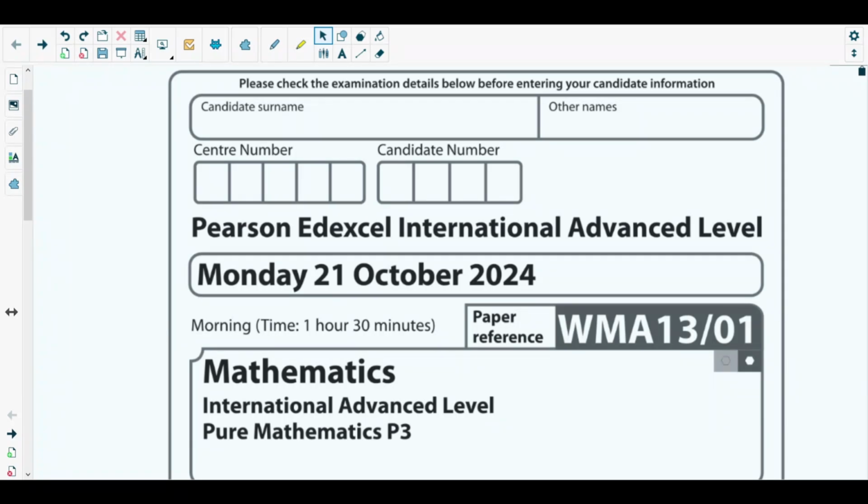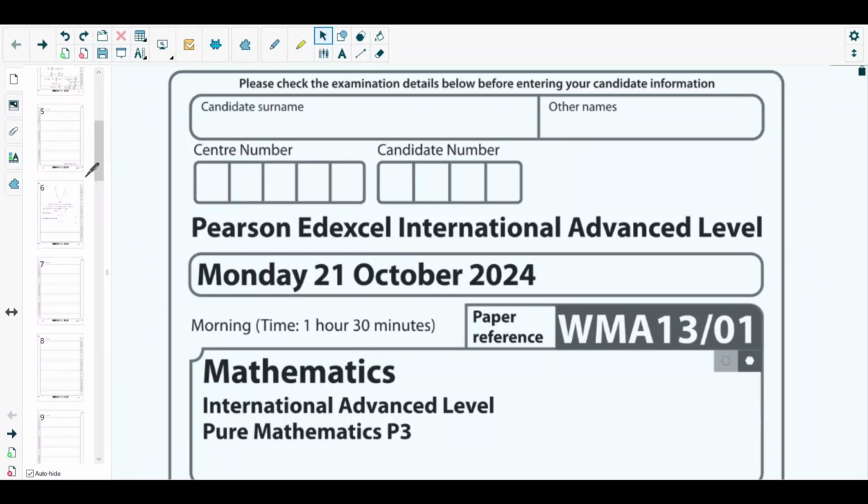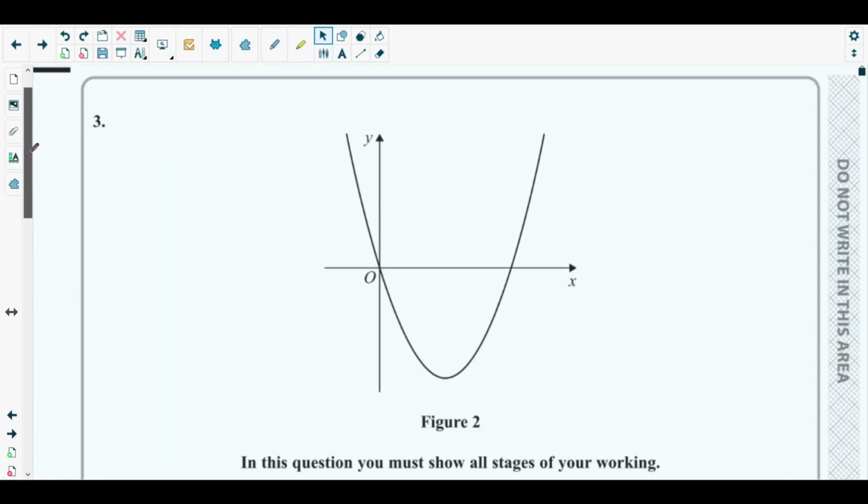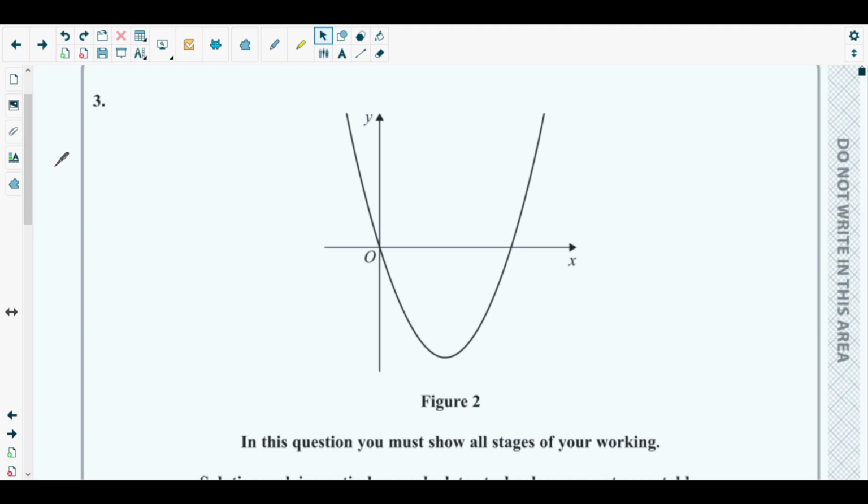So in this video we will be solving the third question from the most recent past paper of Pure Mathematics 3, which is the October 2024 paper. So let's see what question number 3 from this paper is about. Basically, the concepts behind this question are from modulus and graphs that have been discussed in the second chapter of your Pure Mathematics 3 textbook.